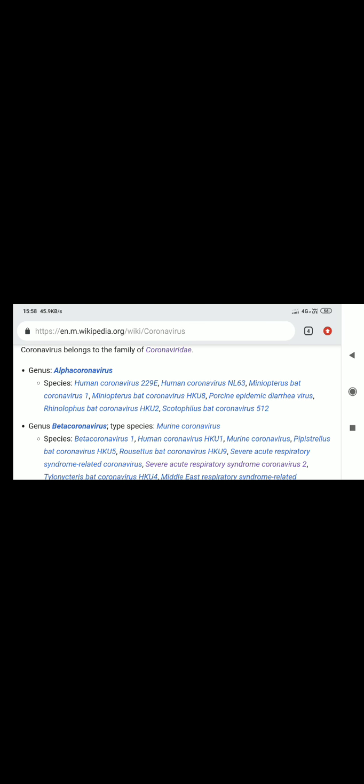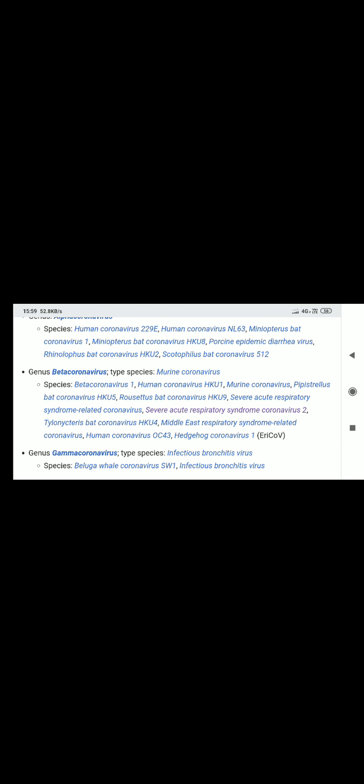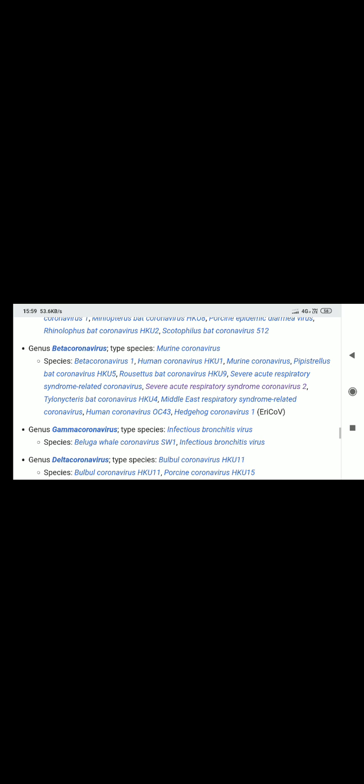So there are coronaviruses that are human, and there are coronaviruses that are present in animals as well. This is Rhinolophus bat coronavirus HKU2. The Rhinolophus bat is the bat which may be the host for the new coronavirus. There is a genus beta coronavirus. It also has many coronaviruses, for example murine, human, and severe acute respiratory syndrome coronavirus 2, which is implicated in COVID-19.